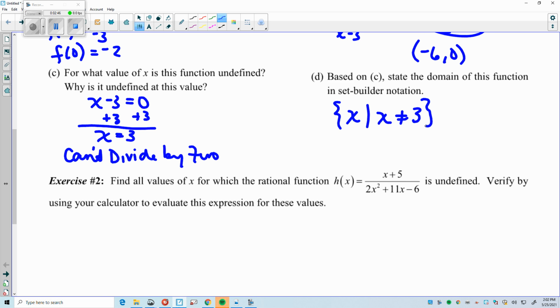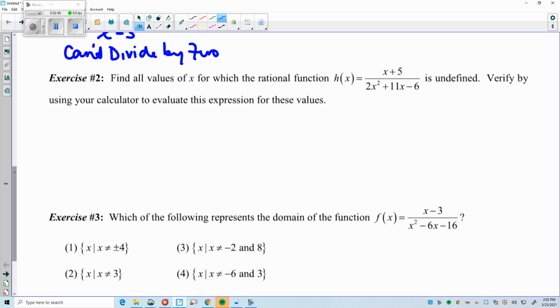Okay, number 2, we're going to take a look at the same thing. Find all values of x for which the function is undefined. And we're going to verify by using our calculator to evaluate for these values. Okay, so same thing. If it's undefined, my denominator would be 0. Okay, and I don't really want it to be 0, so we're going to solve and find all the places that would make this 0. So we have to do some harder trinomial factoring here. I have to find something that's going to multiply to be negative 12 and add to be 11. And the factors that are going to work here are 1 and 12. Remember, sign of the middle term is positive, so that means my larger number is positive. My smaller number then has to be negative.